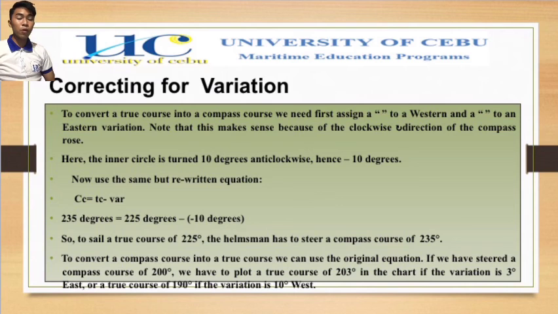So to convert a compass course into a true course, we can use the original equation. If we have steered a compass course of 200, we have to plot a true course of 203 degrees on the chart if the variation is 3 degrees east, or a true course of 210 if the variation is 10 degrees east.